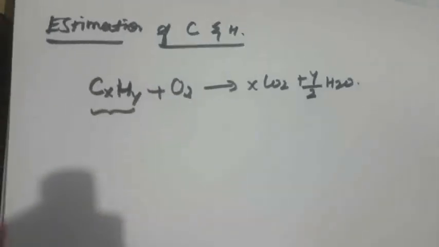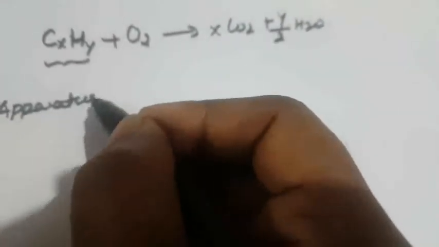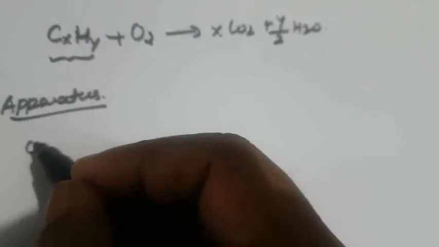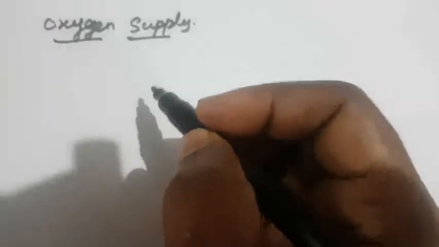So what are the apparatus? First one is the oxygen supply. How is the oxygen supplied? To remove the moisture, the oxygen is allowed to bubble through sulfuric acid. We take a U tube. Okay, so oxygen supply, U tube.